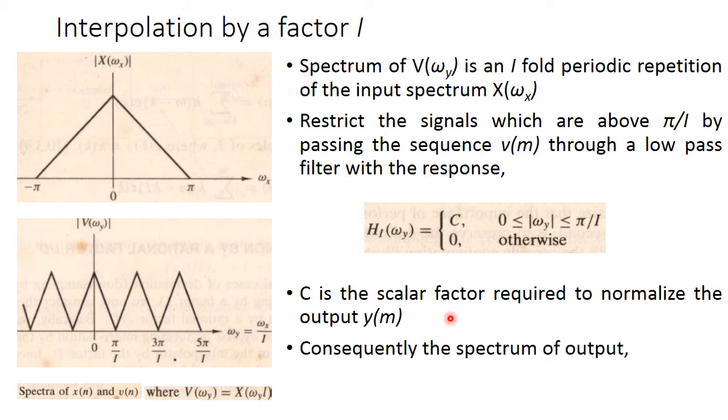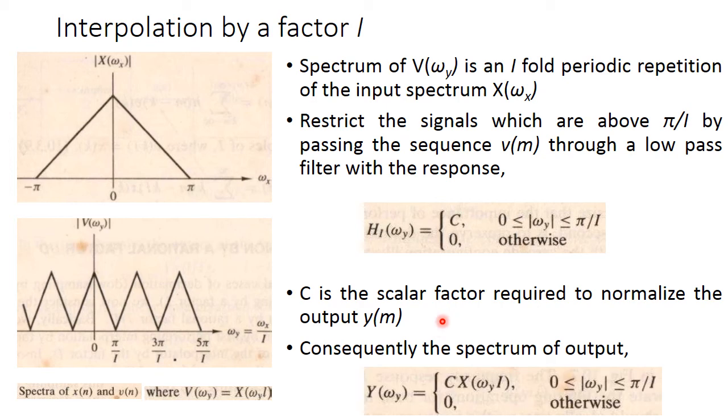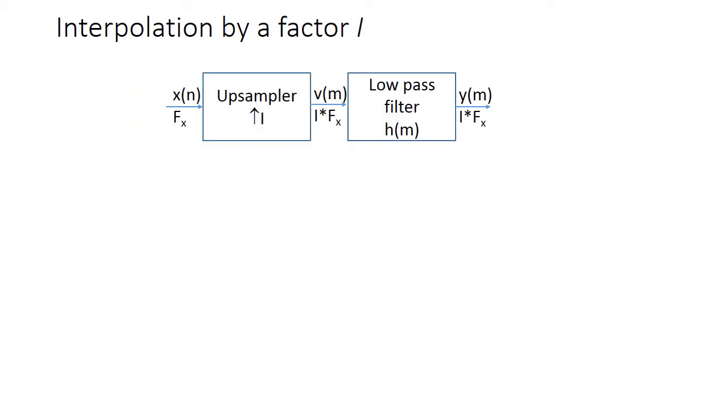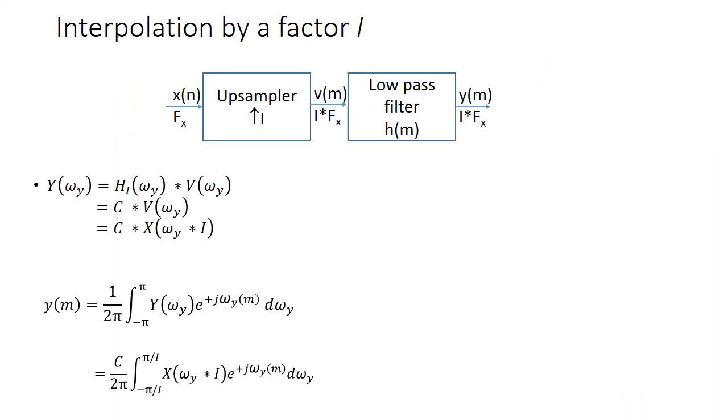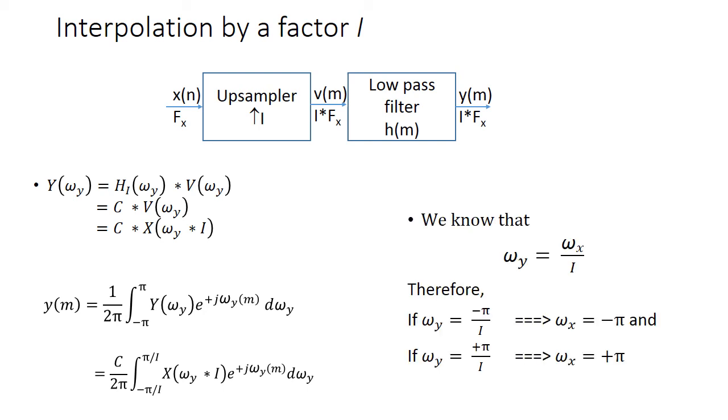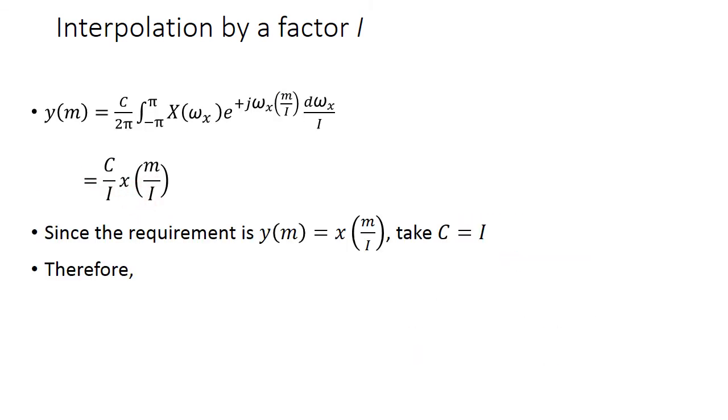Consequently, the spectrum of the output y of omega y is equal to c into x of omega y into I. So we are passing the input through an interpolator, and then passing it through a low pass filter, and finally we obtain the output y of m, whose spectrum y of omega y is equal to c into x of omega y into I within the range 0 to plus or minus pi by I. Here v of m is equal to x of m by I.